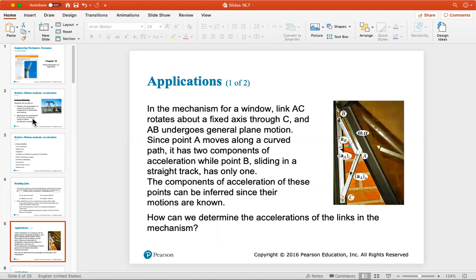Here's a typical situation. There's some mechanism for a window. I think we actually solved something a little similar to this. There's a link from A to C, and it rotates about a fixed axis through C. Since A moves along a curved path, let's look at that. What's happening there?